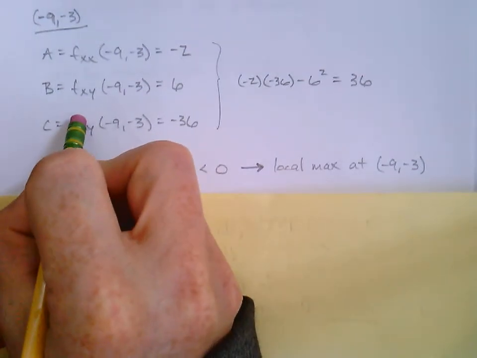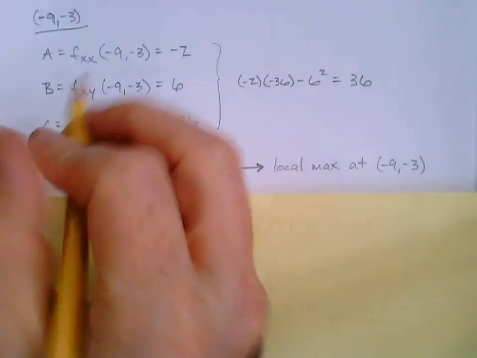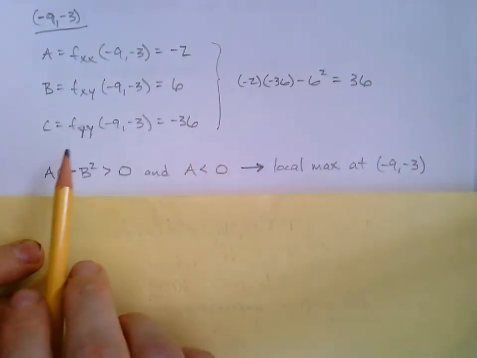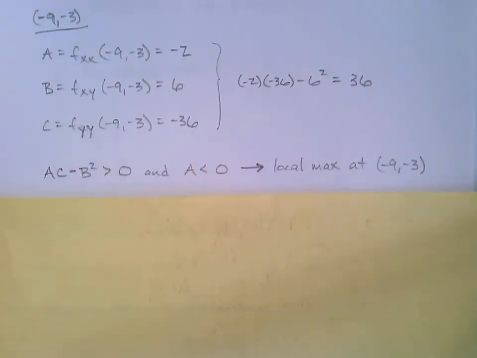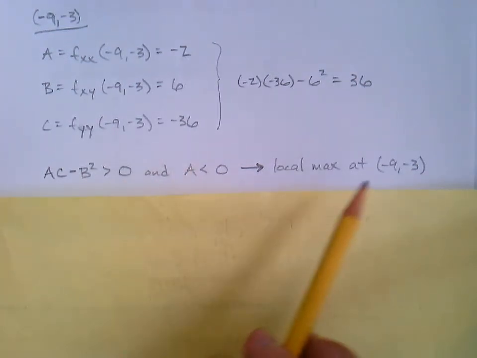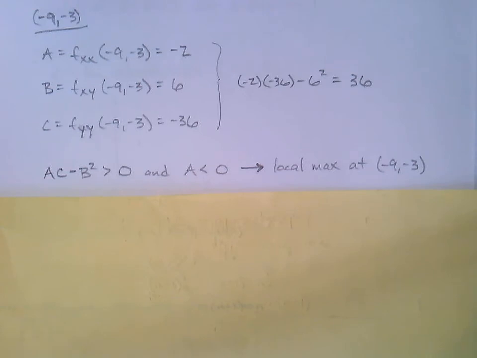I see I have a mistake here. That should have been YY, not XY. My mistake. Sorry if that confused you. This was positive, this was negative. There's a local max at -9, -3.